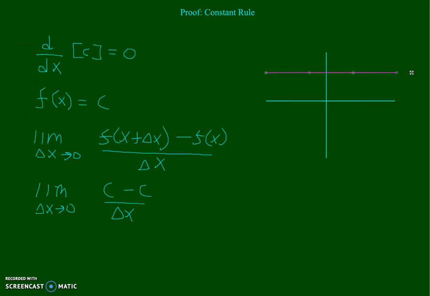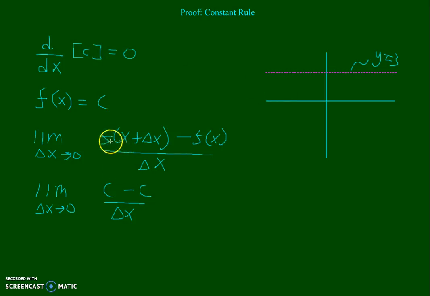Now, if we take a look at this line from the standpoint of this being, let's say, y equals 3, this is simply a horizontal line. We know that the derivative is a representation of slope. What is the slope of a horizontal line? The slope of a horizontal line is 0. And so naturally, we would expect the derivative of some constant to be 0.